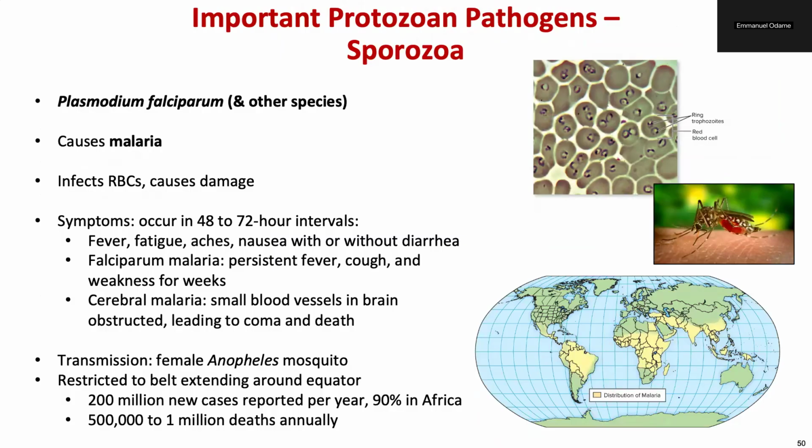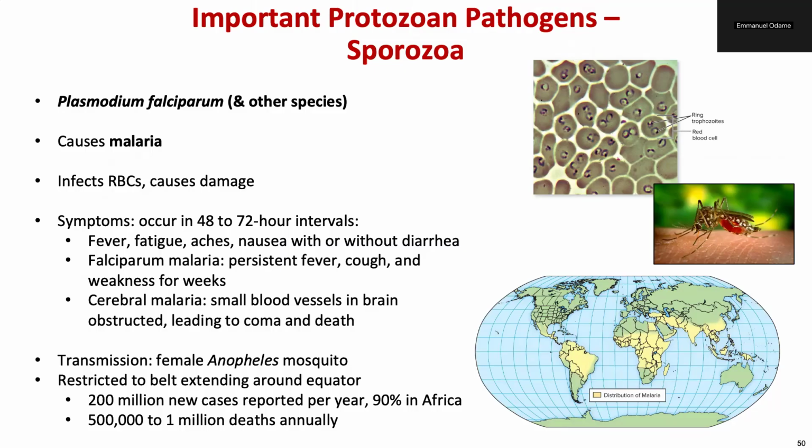Next one is the Plasmodium falciparum. This is more common in sub-Saharan Africa. This group causes malaria. Basically, they infect or attack the red blood cells and cause damage. And their symptoms actually occur within 48 to 72 hours of you having the infection.